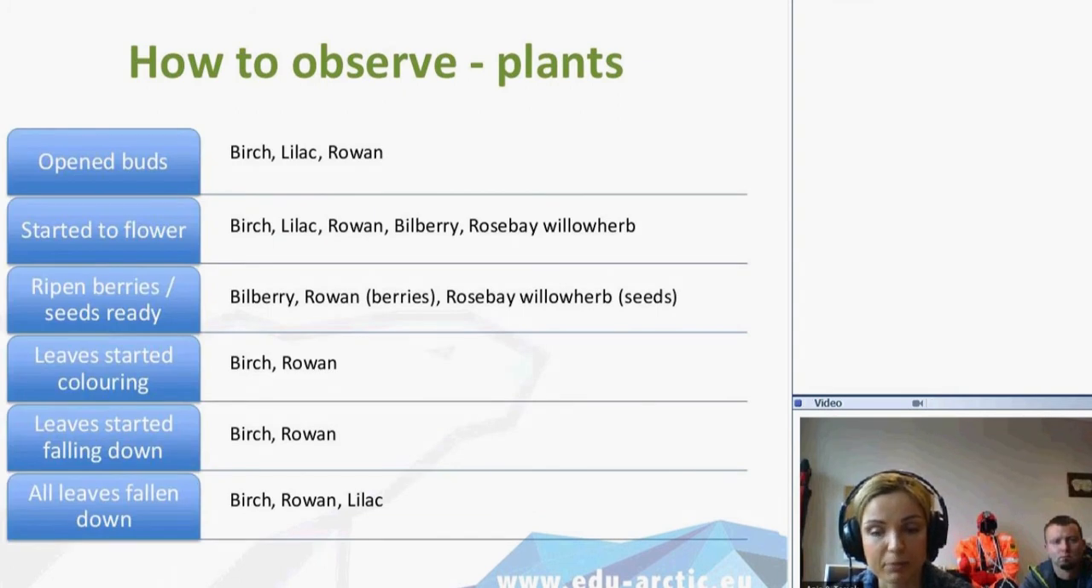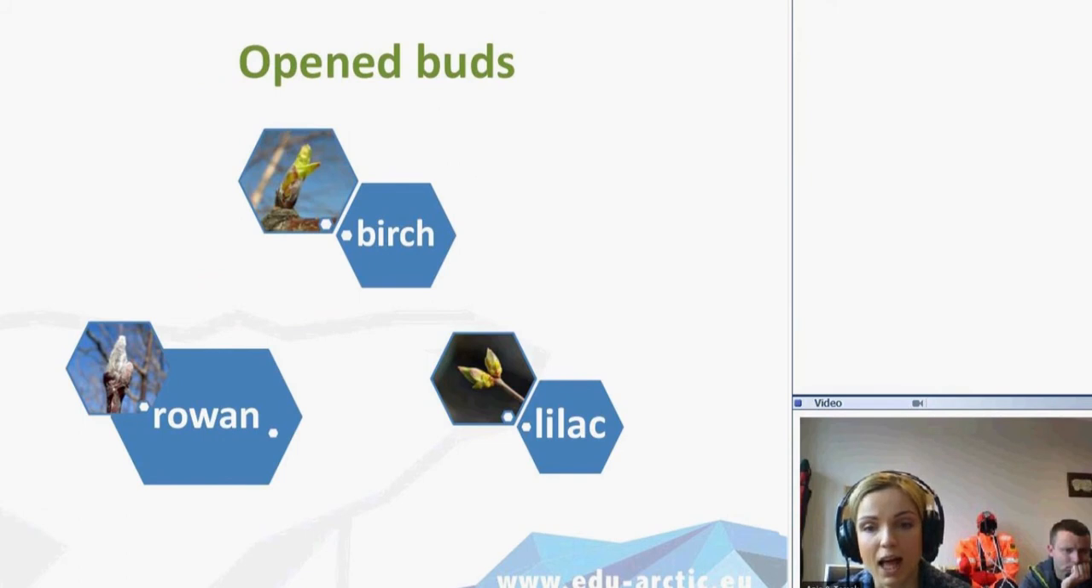Here's a list of parameters available for those plants. Like I said, not all the parameters are suitable for all the plants. As for parameters, just a few tips. Birch has very sticky buds. Open buds means that the first leaves push out of the bud and are completely unfolded. This is how it looks.